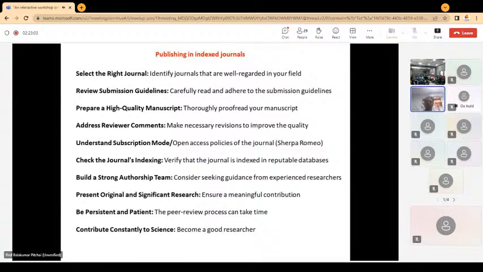If you do not agree with them, respond to them with the rebuttal very politely. Understand the subscription mode. See, some journals ask you to pay money, open access. So go to SHERPA/RoMEO, where the open access policy will be there.